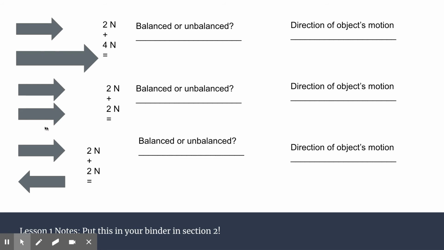Now, I might have tricked you on this one because they're the same. However, they're not equal and opposite. They're equal but in the same direction. So in this case, the two arrows, 2 newtons and 2 newtons, are added together for a total of 4 newtons to the right. The object would move to the right.